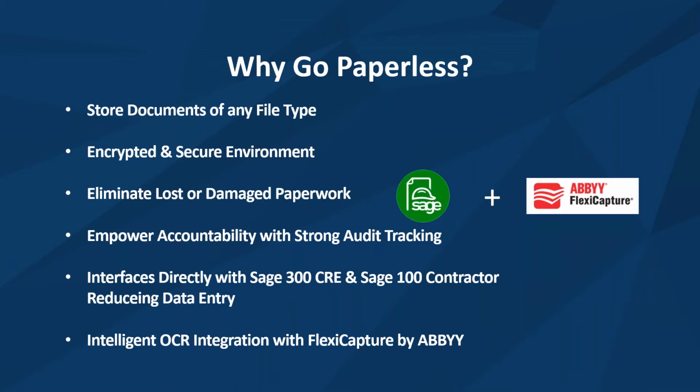But probably the biggest reason to go paperless is that if you ever wanted to get away from the manual data entry, you're going to want the ability to integrate with an OCR system, and the Sage Paperless solution allows for just that. So with optical character recognition, we can automate the capture and coding of those documents, and then as soon as they hit the paperless system, we'll automatically distribute them regardless of the document type.